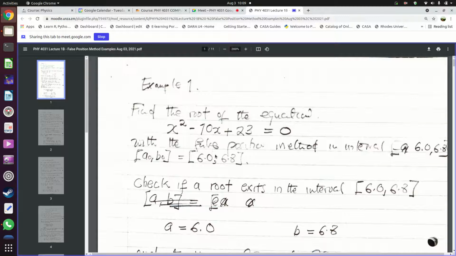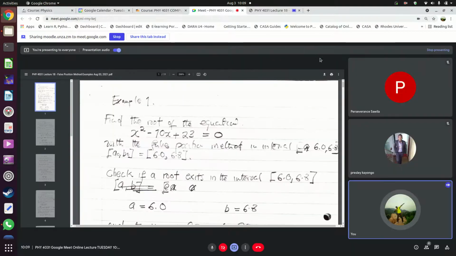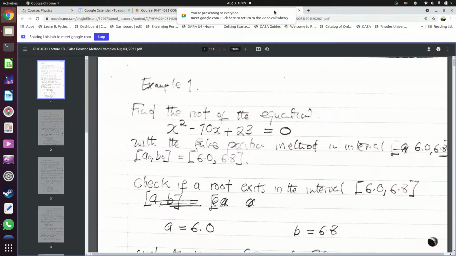Now, since this is a bracketing method, I think we need to inform the rest of your other friends that we go to class.